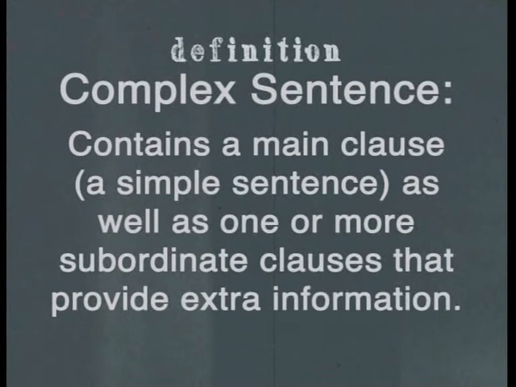Sentences that contain one main clause and one or more subordinate clauses are called complex sentences. So now we can define complex sentences. A complex sentence is a sentence that consists of a main clause, a simple sentence, as well as one or more subordinate clauses that provide extra information.